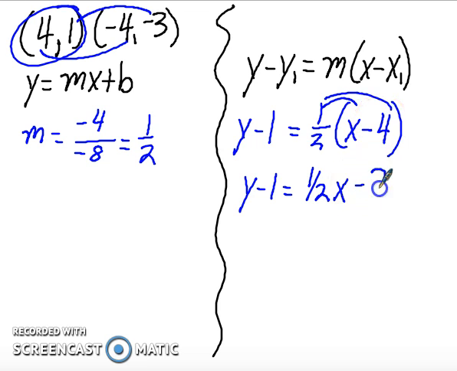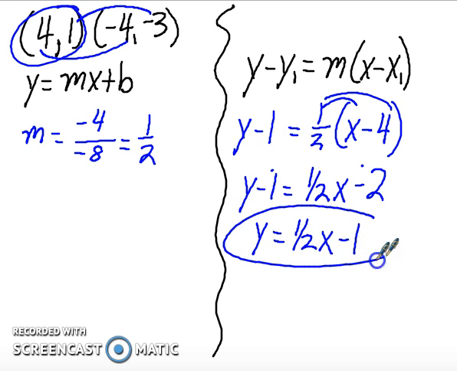1/2 times -4 is -2. So now, got to get this over to the other side. So add 1 to both sides. We get y equals 1/2 x minus 1. There it is. So could we have done that with slope-intercept form?